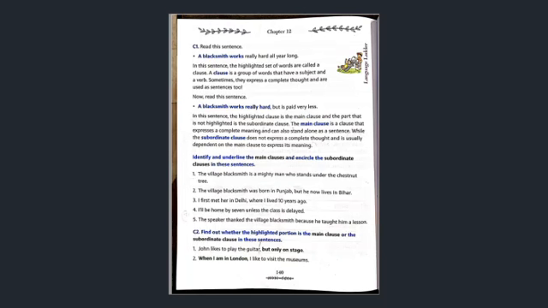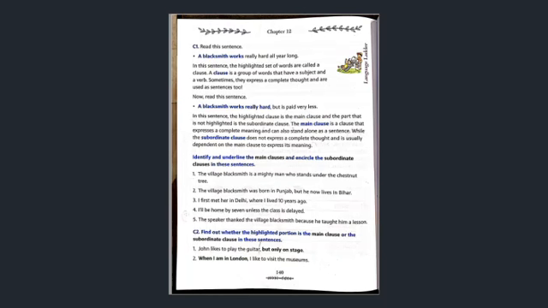Identify and underline the main clauses and encircle the subordinate clauses in these sentences. Sentence 1. The village blacksmith is a mighty man who stands under the chestnut tree. In this sentence, the village blacksmith is a mighty man is a main clause. Why? Because it expresses a complete meaning and can also stand alone as a sentence.